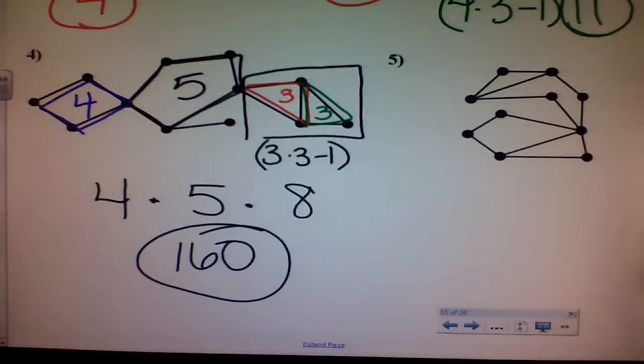Okay, take a look at this one. This one has 3. This one has 5.